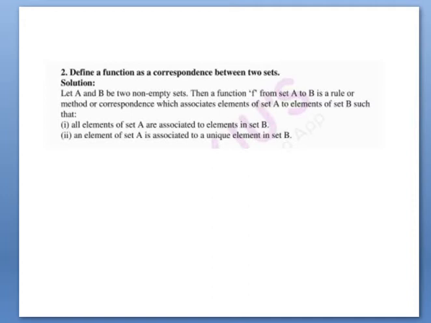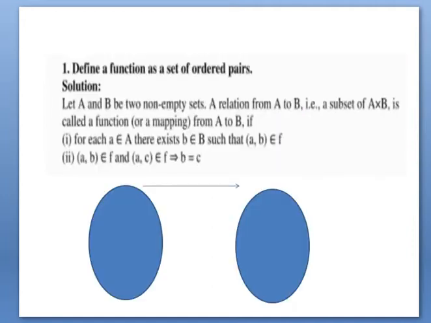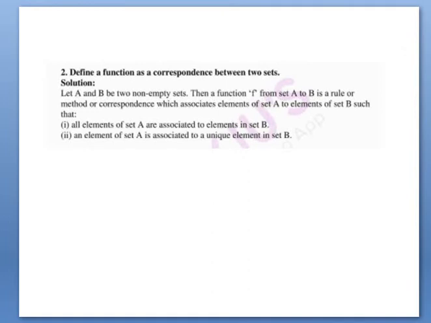So this is the second example. Define a function as a correspondence between two sets. Our first example was to define a function as a set of ordered pairs, and in the second example, you have to define a function as a correspondence between two sets. So here the solution is, let A and B be two non-empty sets. Here also I have considered A and B as two non-empty sets.